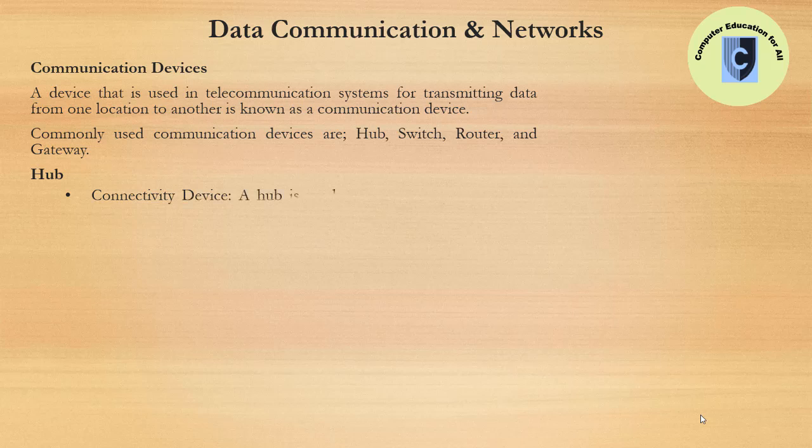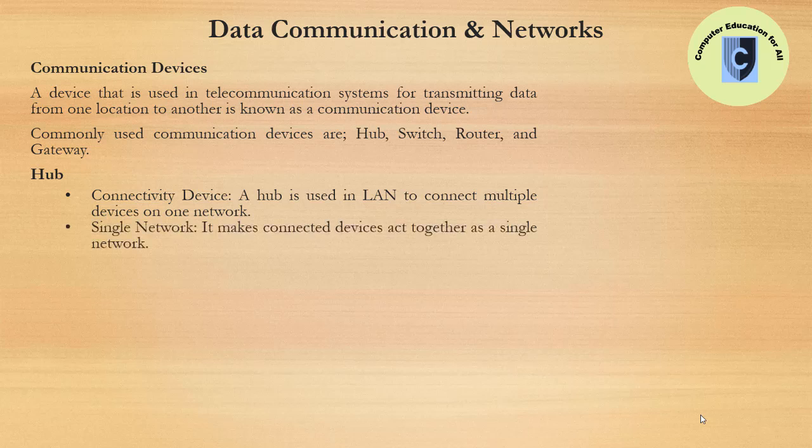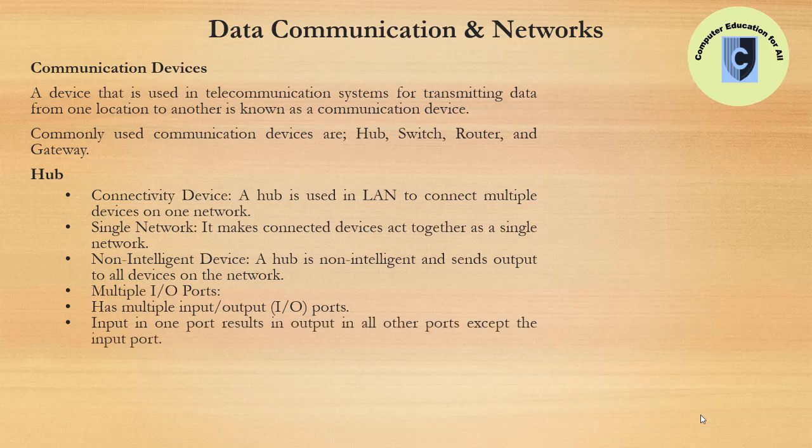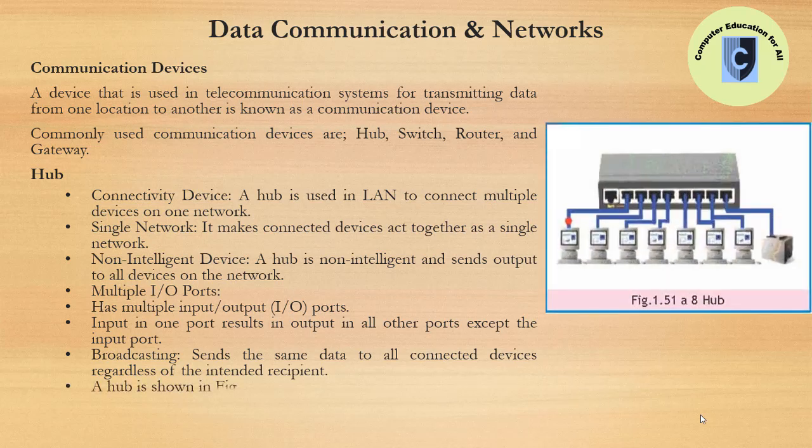Hub is a connectivity device used in LAN. It connects multiple LAN devices on one network and makes them act together as a single network. A hub is a non-intelligent device and sends output to all the devices on the network. A hub has multiple input/output, I/O, ports, in which an input in one port results in it being an output in all the other ports, except the port where it was input. A hub is shown in Fig 1.51.